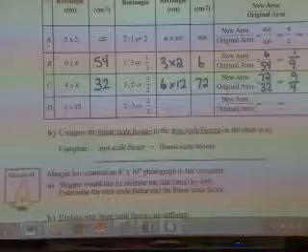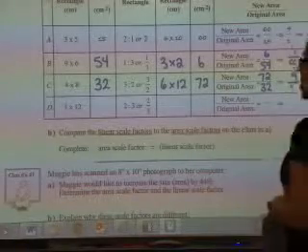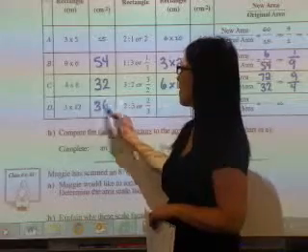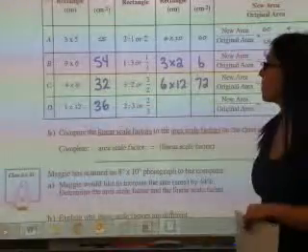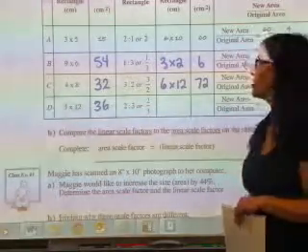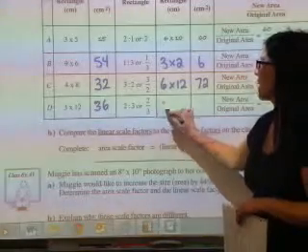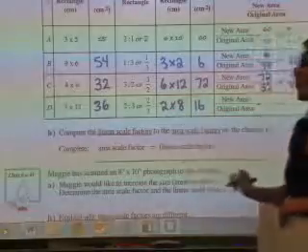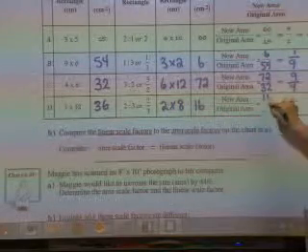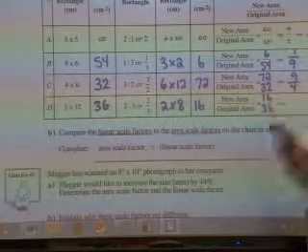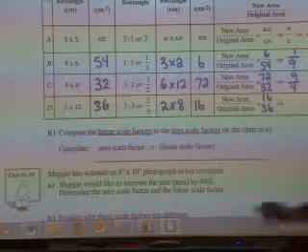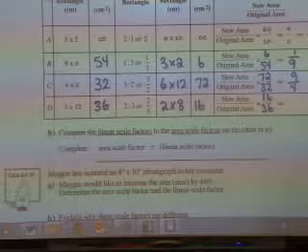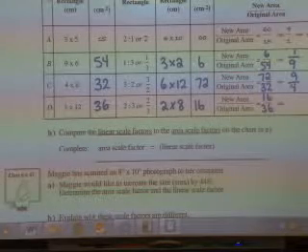And then the last one. A 3 by 12 rectangle has an area of 36. If I apply a scale factor of 2/3, what would be my new dimensions? 2 by 8. And what's the area of a 2 by 8? 16. So if I compare the new area of 16 to the old area of 36, I get 4/9.